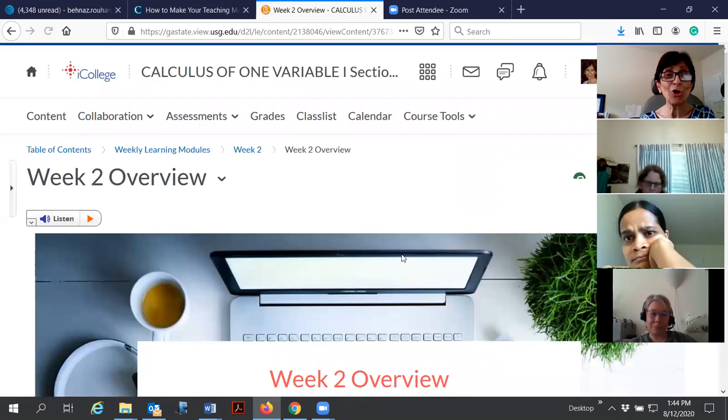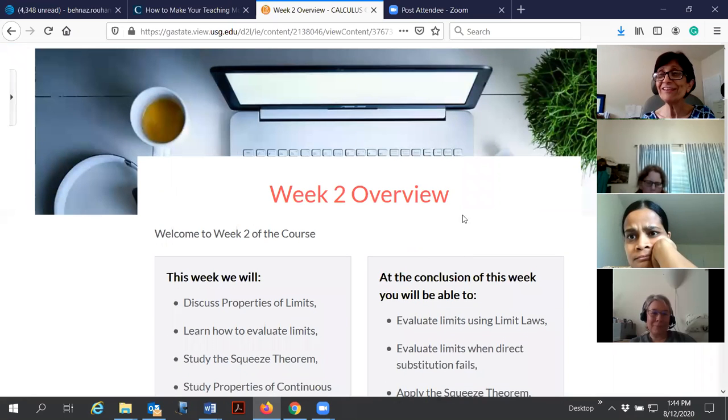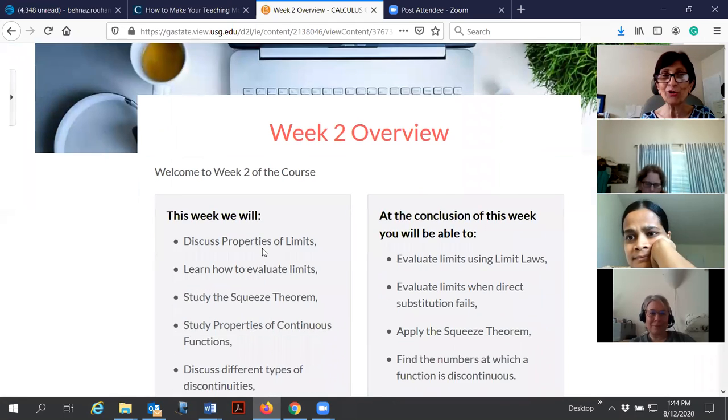So this is the week 2 overview. Now this is so pleasing. This is the template that already exists in D2L. I didn't create these graphics. So it says week 2 overview.